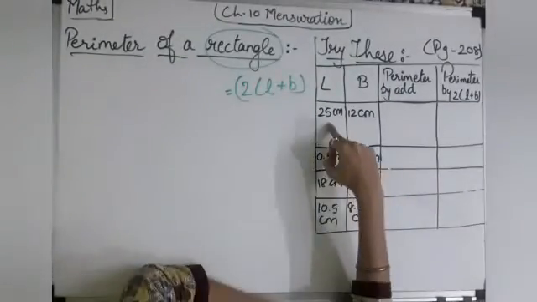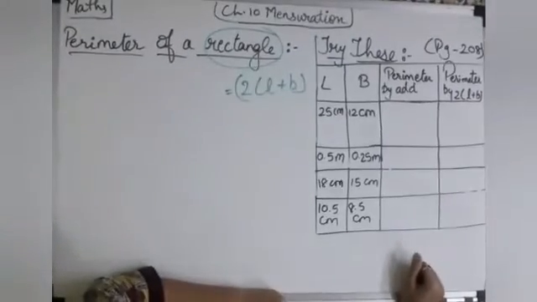So first, our question is where the length and breadth are given. First they are asking for the perimeter. We can find the perimeter by adding, and we can also find it by the formula, perimeter equals 2 times (L plus B). We will find it both ways and we'll get the same answer.